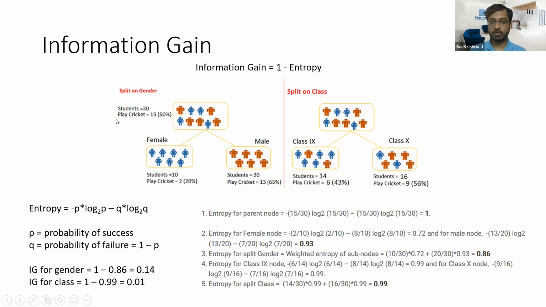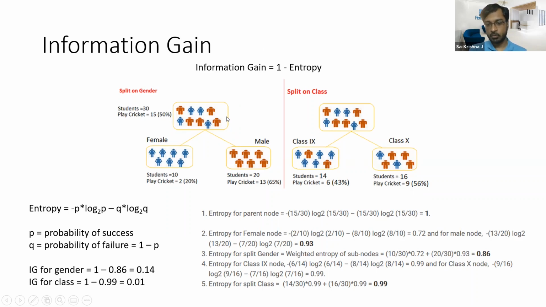Naturally, because you have not made any split, you have not attempted to classify this data into playing cricket or not playing cricket. You just put everyone together. So the entropy here is 1, which means it is an impure node. And the information gain is 1 minus entropy, so 1 minus 1, so information gain will be 0 for the whole data set.